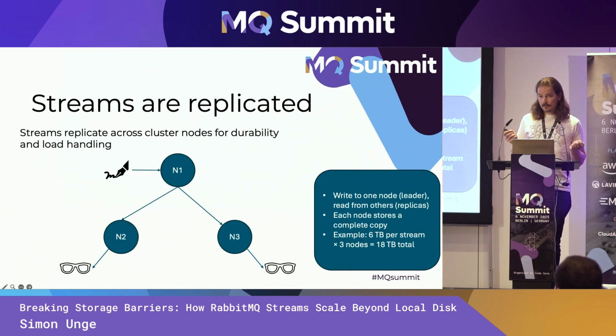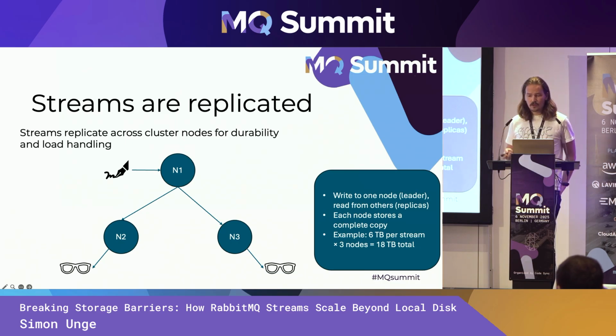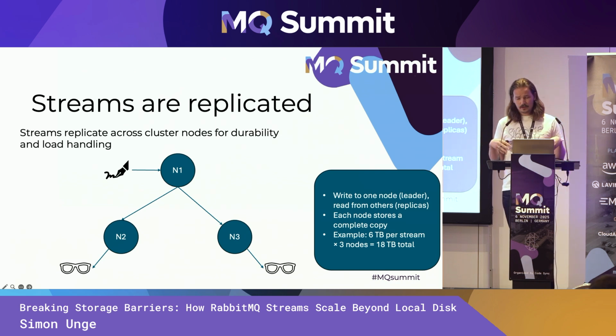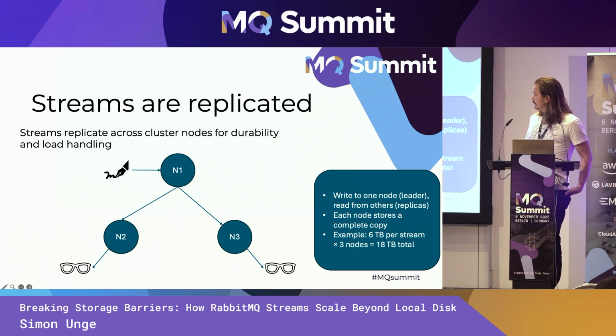Streams are replicated, or they should be replicated if you want to have a durable system and distribute the load. So how this works in RabbitMQ is that you write to one node, we call that the leader, and you consume preferably from the other nodes that we call the replicas or the followers, in order to distribute the load, right? This is great for reliability. And it's good for load handling.